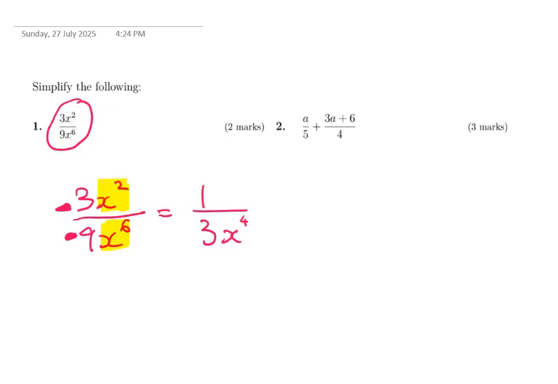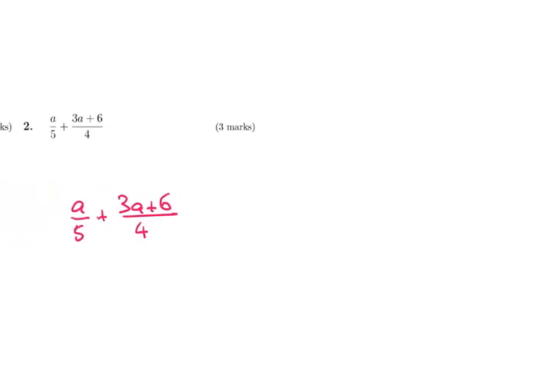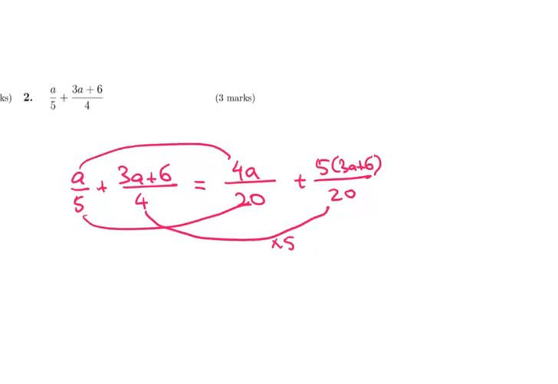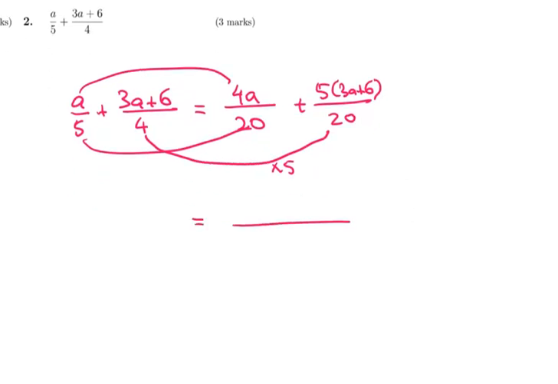Okay, the next question is one where we have to add 2 fractions together and we've got different denominators. So step 1 is to get a common denominator, and then step 2 will be to clean everything up. So my common denominator here will be 20. We multiplied the 5 by 4, so that's what we have to do to the a. We get 4a here. We multiplied the 4 by 5, so we multiply the 3a plus 6 by 5 as well. Now we can write that as a single fraction.